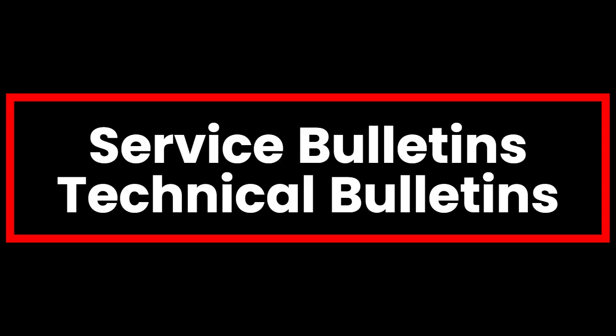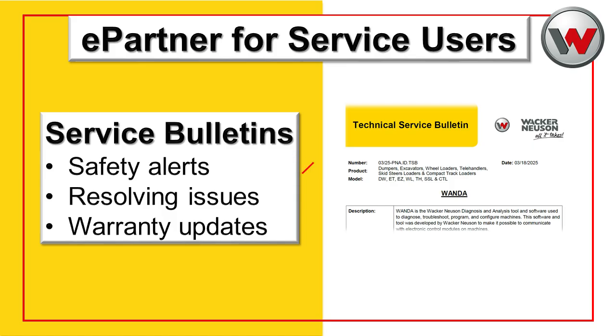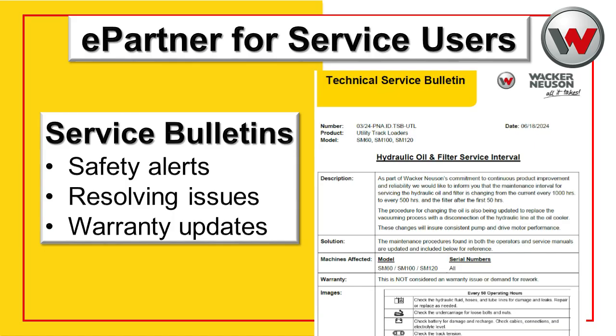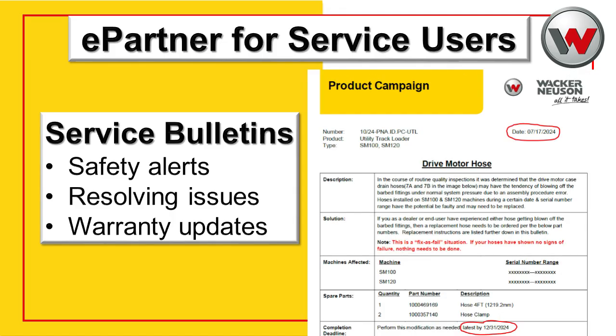Another valuable resource you can get in ePartner is the technical service bulletins for a machine. Service bulletins are published by Wacker Neuson to communicate technical updates for a machine, recommended modifications to improve performance, safety alerts, guidance on diagnosing and resolving specific issues or malfunctions, or warranty updates related to warranty coverage or procedures.